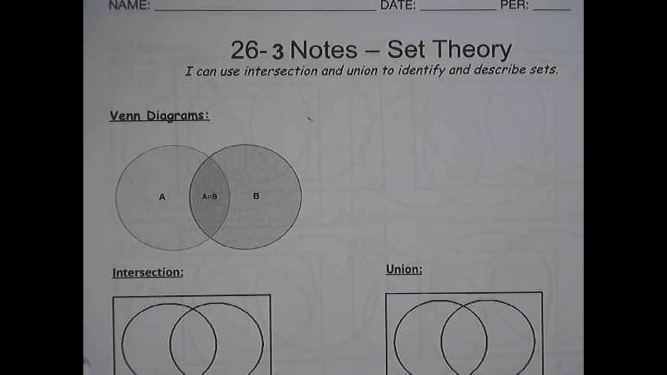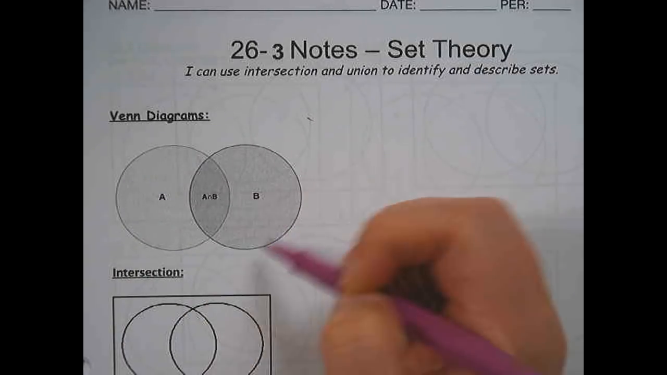Hey geometry students, this is going to be our 26-3 notes about set theory. So set theory in probability is going to be useful when we start talking tomorrow about probability with the word or in it. But for now, we're going to describe what set theory is in terms of Venn diagrams. So hopefully you've seen a Venn diagram before at some point.